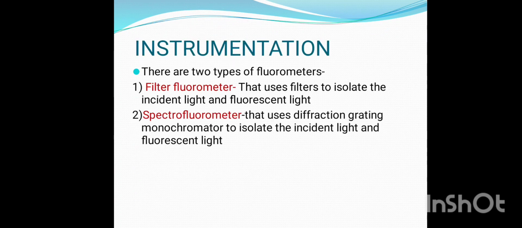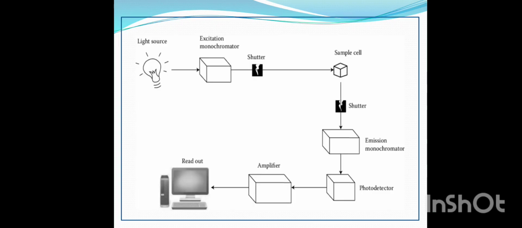So moving to the instrumentation, there are two types of fluorimeters: filter fluorimeters and spectrofluorimeters. In simple language, filter fluorimeter means there is presence of filter in that fluorimeter. So we use filters to isolate the incident light and the fluorescence light. And in spectrofluorimeter, we use diffraction gratings and prisms. We use such instruments to isolate the incident light and fluorescent light. So this is the diagram of a spectrofluorimeter.